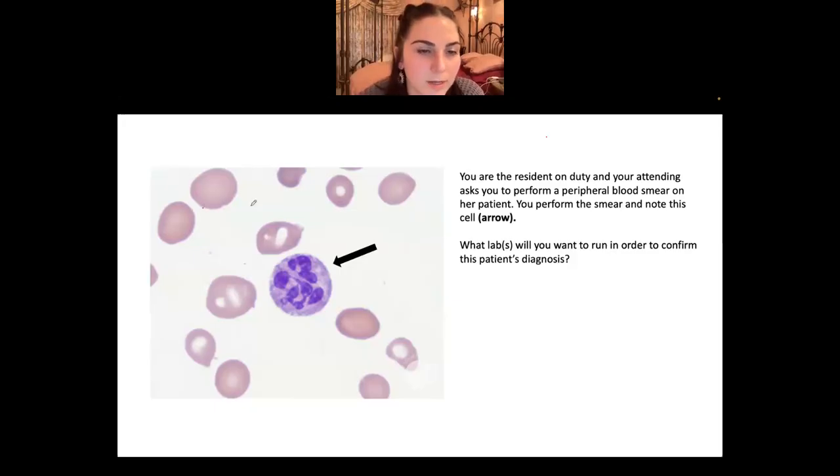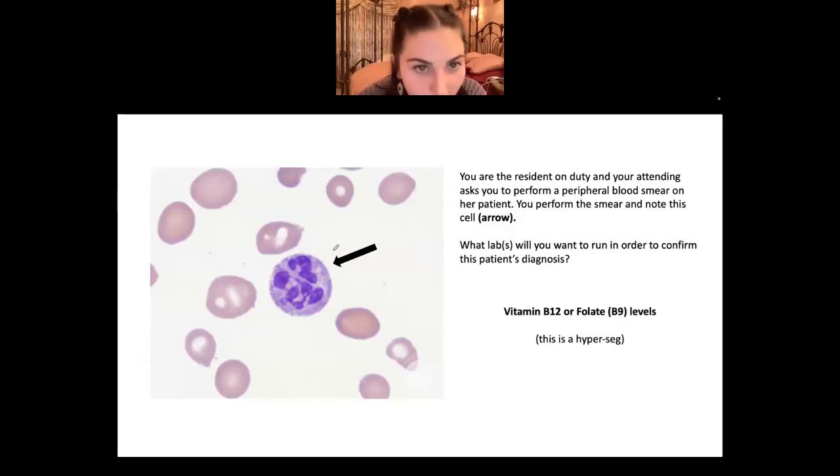Okay, anyone else want to say what you would run? All right, so good. Some of you said this is a hypersegmented cell. Absolutely, this is a hypersegmented neutrophil, with lots of lobes to the nucleus. Again, you don't really have to count, you can just tell that this looks like an odd neutrophil. Good. So this you would want to run a vitamin B12 and a B9, so folate and vitamin B12.